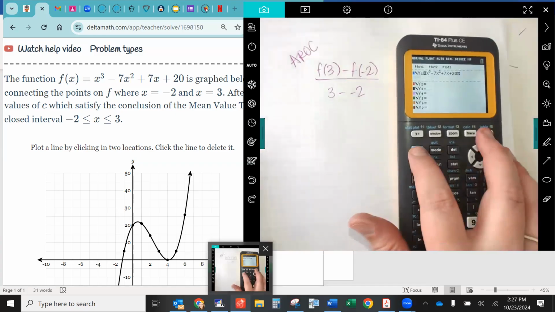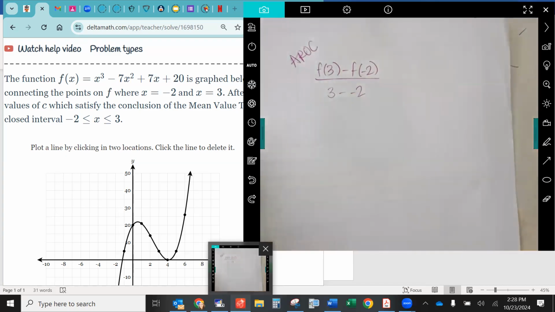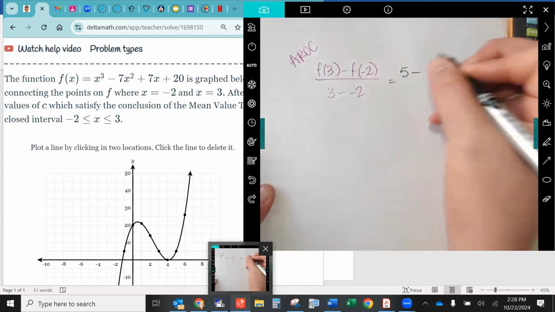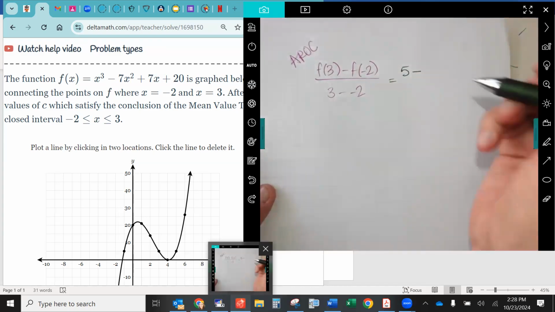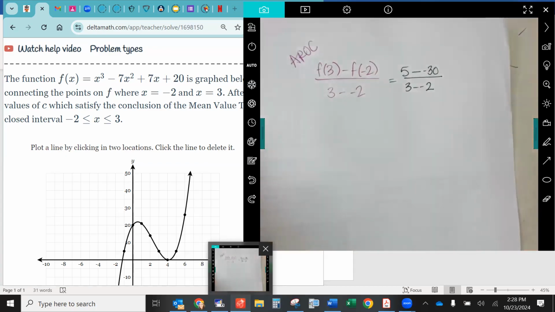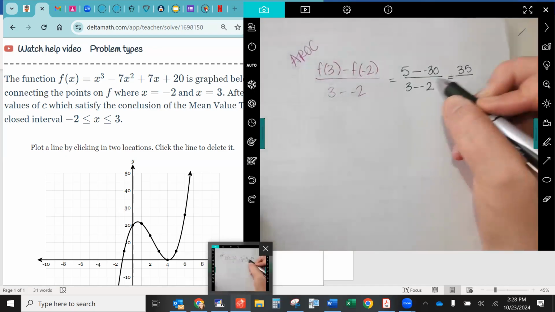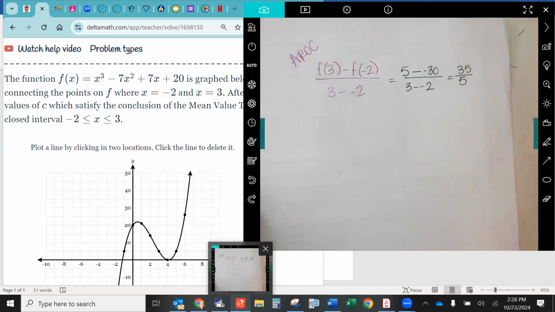Okay, so I just typed it in. Has anyone found f of 3 yet? Oh, f of -2 is -30. What about f of 3? 5. And then f of -2 we said is -30, and then over 3 minus -2. Now remember, your minus negatives are going to switch to pluses. So it's going to be 5 plus 30 is 35. 3 plus 2 is going to be 5. What is 35 divided by 5? 7. That means that the average slope is 7.